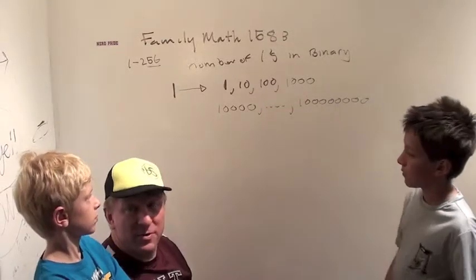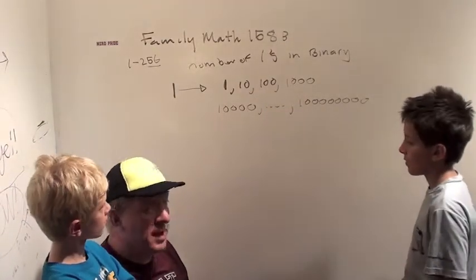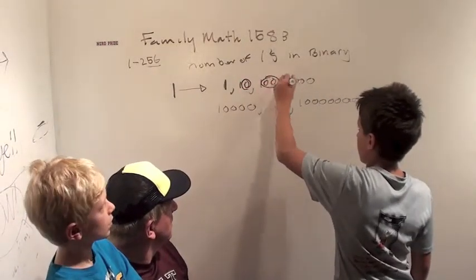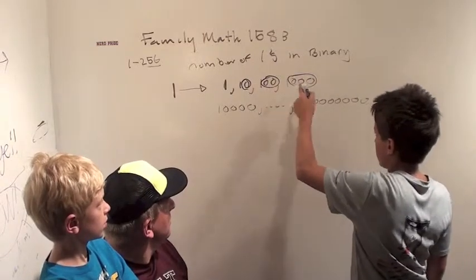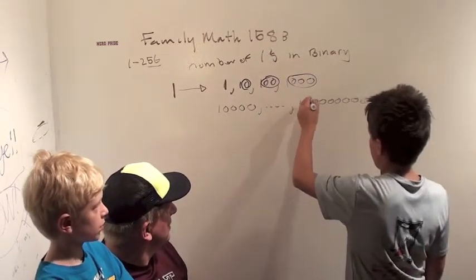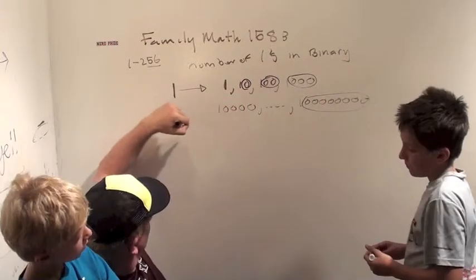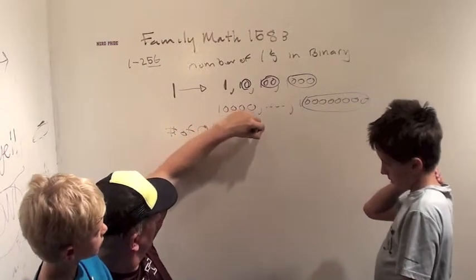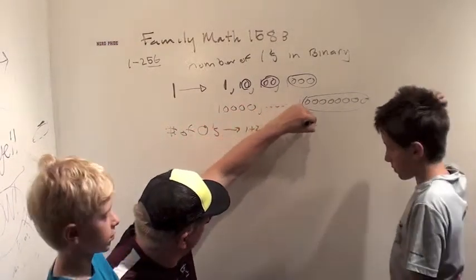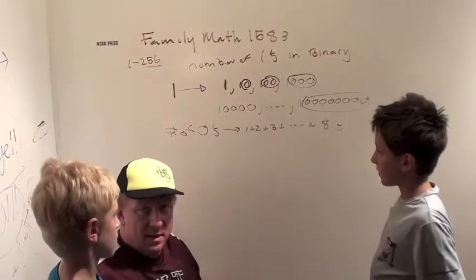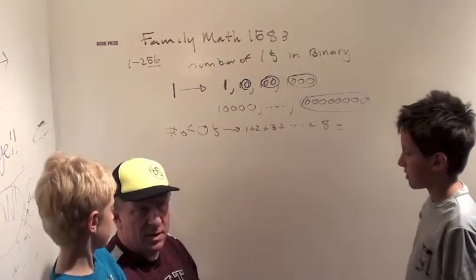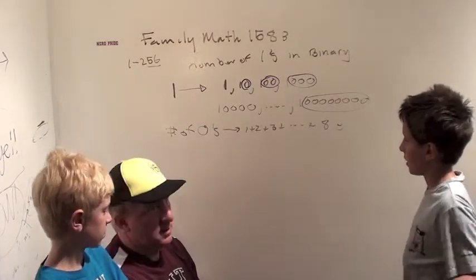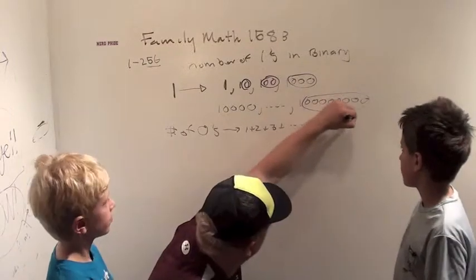Now, how many zeros do we have? Because remember, that's what we want to count. We're going to have 1 plus 2 plus 3 plus 4 all the way up to plus 8. So the number of zeros is 1 plus 2 plus 3 all the way up to plus 8. I think that's going to be 36. How did you figure that out? Well, I know up to 9 is 45. So minus 9, it's going to be 36. All right, so we found 36 zeros.